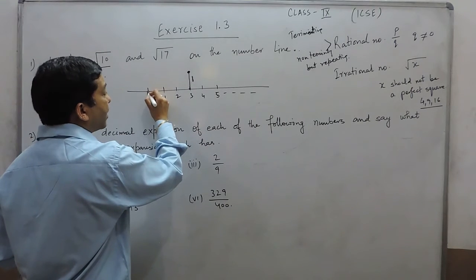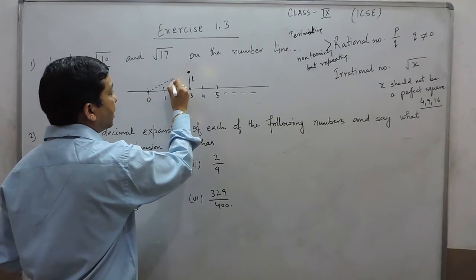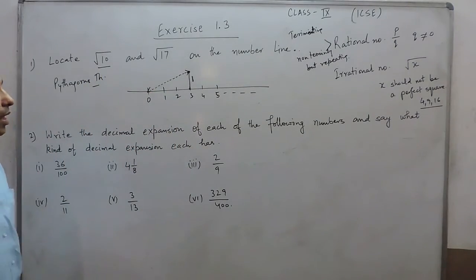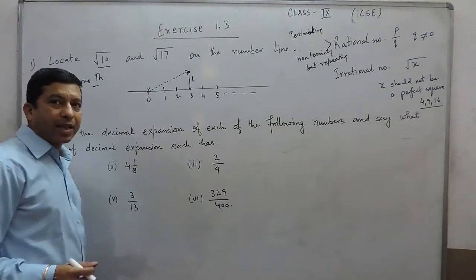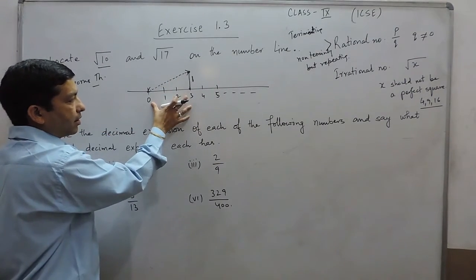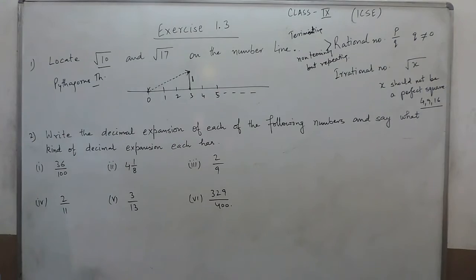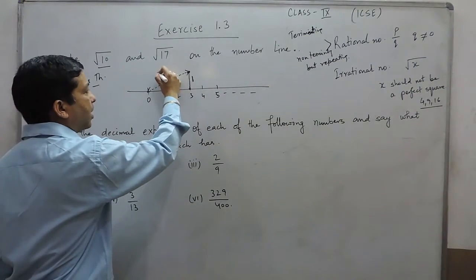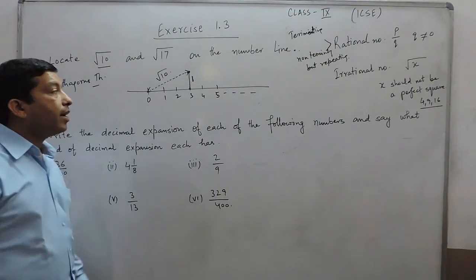So the Pythagoras theorem says that the hypotenuse squared must be the sum of the squares of the base and perpendicular. The perpendicular is 1 and the base is 3. So the square of the base is 9 and the square of the perpendicular is 1. So this will come out to be under root of 10.